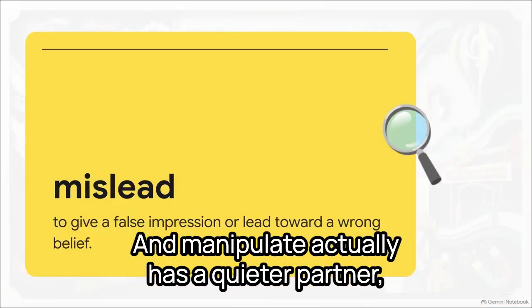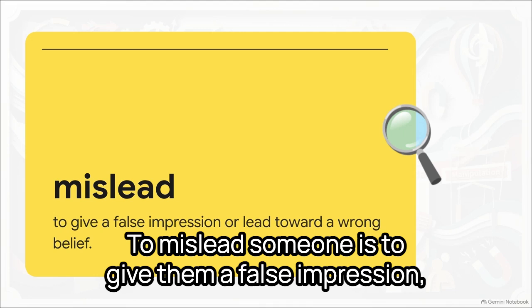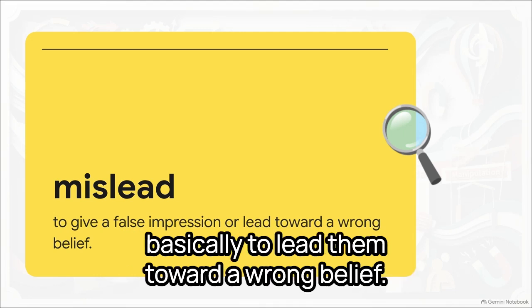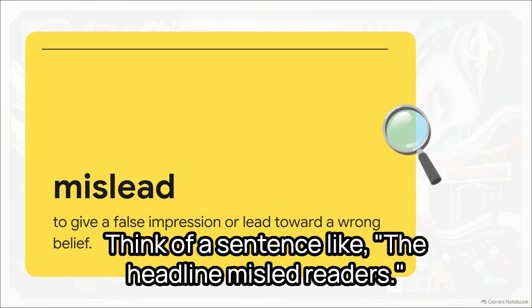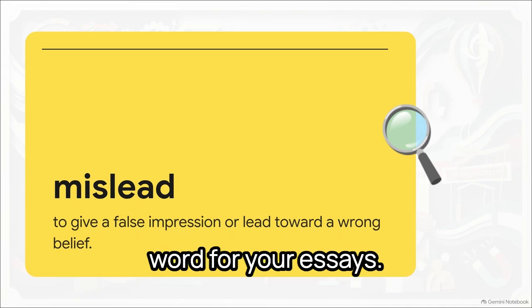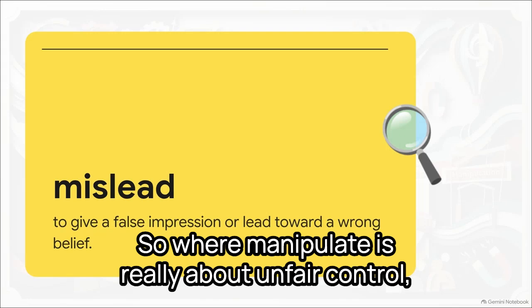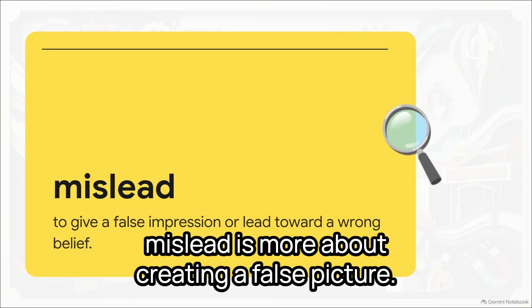And manipulate actually has a quieter partner, which is mislead. To mislead someone is to give them a false impression, basically to lead them toward a wrong belief. Think of a sentence like, the headline misled readers. Its adjective, misleading, is such a precise, high-value word for your essays. You could write about a misleading advertisement. So, where manipulate is really about unfair control, mislead is more about creating a false picture.